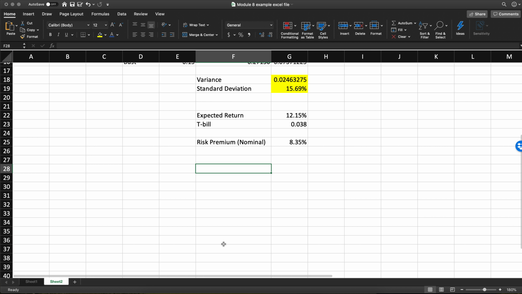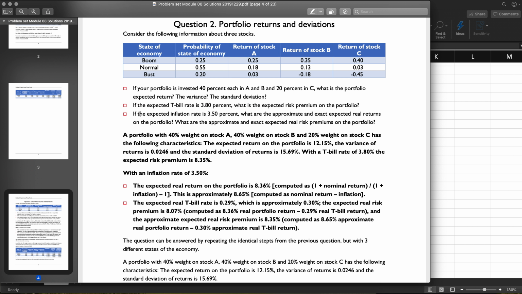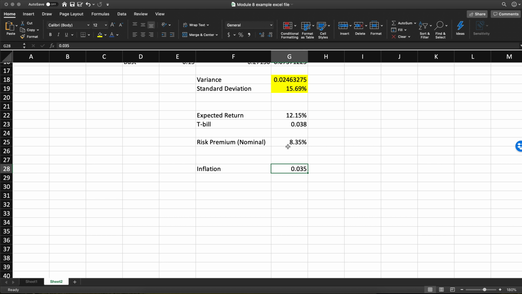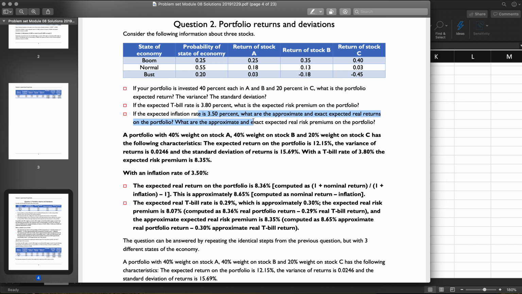Let's drop down a little bit more and say if inflation is 0.035, which is the second part of the question. So we just answered that. What's the expected risk premium? The expected risk premium is 8.35. If inflation is 3.5%, what's the approximate and exact real returns on the portfolio? What are the approximate and exact risk premiums?